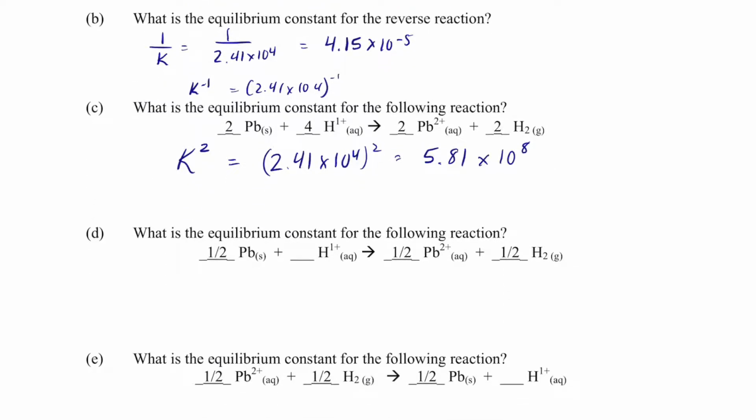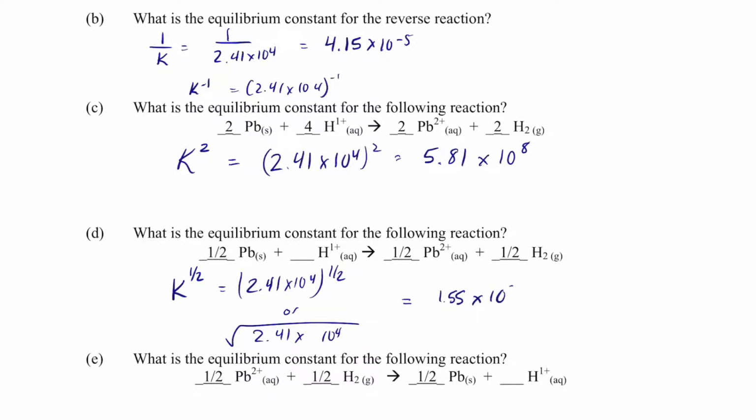In letter D, the reaction is still going in the same direction, but we've halved the reaction, so we need to halve our exponents because our coefficients are dealing with the exponents for the K expression. So we'll take 2.41 times 10 to the fourth to the 1/2 power. Or some of you would just say square root of 2.41 times 10 to the fourth. Either is fine. When you do that, you should get 1.55 times 10 to the second.